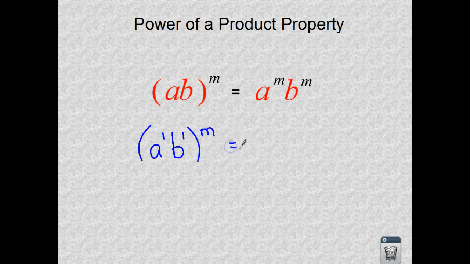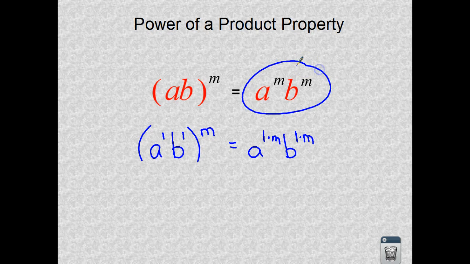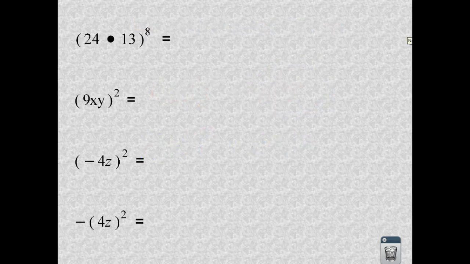All right, so if we were following our power to a power, we would have a to the 1 times m, b to the 1 times m, and that's why we come up with this a to the m, b to the m. Look at some examples here. So here's our product. We have 2 different bases. We have 24 and we have 13, and those are raised to the 8th. Well, that would be 24 to the first power times 13 to the 1st power, all raised to the 8th.